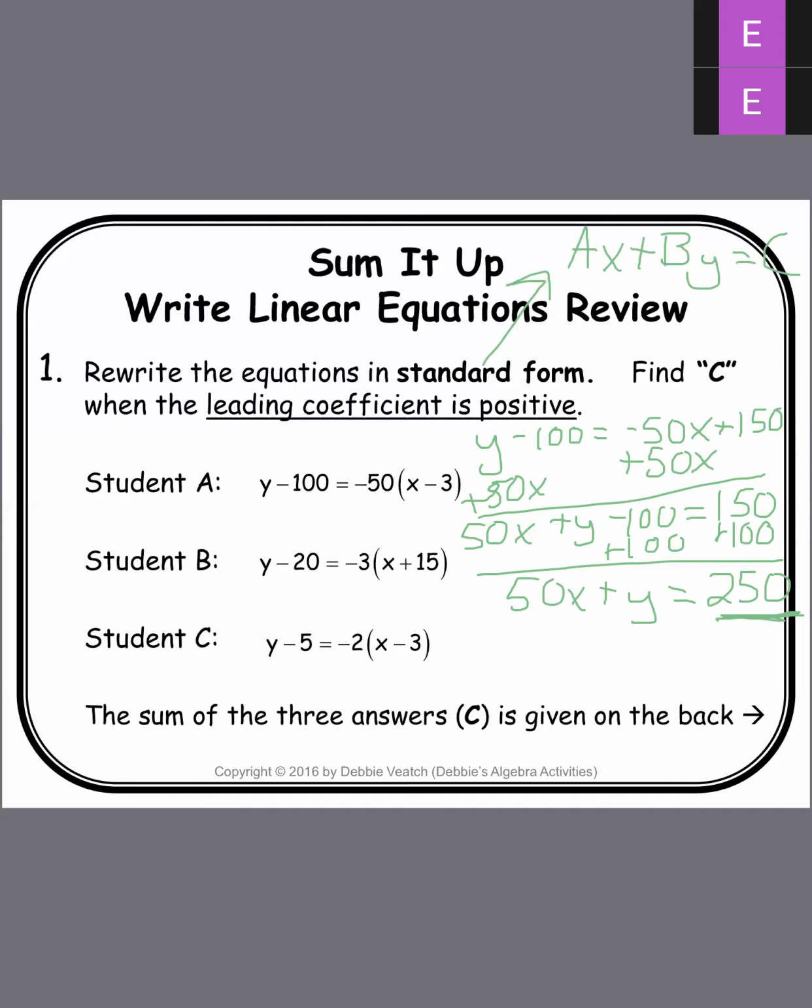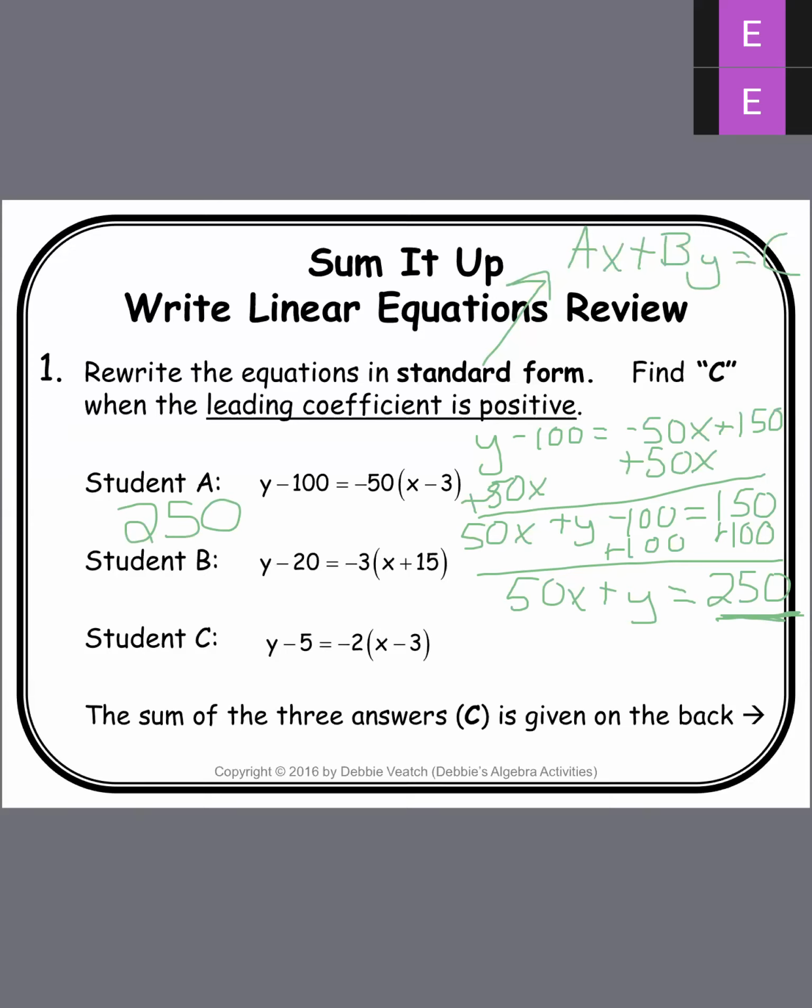So you'll see if you read the directions at the bottom here, it says the sum of the three answers, C, and I know it says it's given on the back. That's because if I were doing this in class, I would have them printed out and you'd be able to flip the paper over. So it's not quite on the back. I do give you the answers at the end. But so for student A, the value is 250.